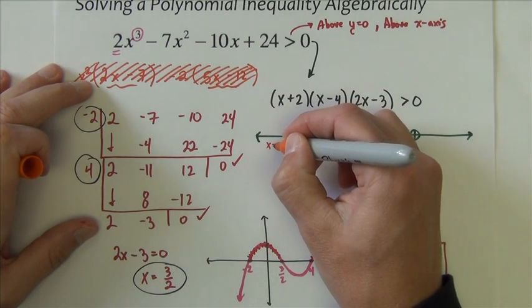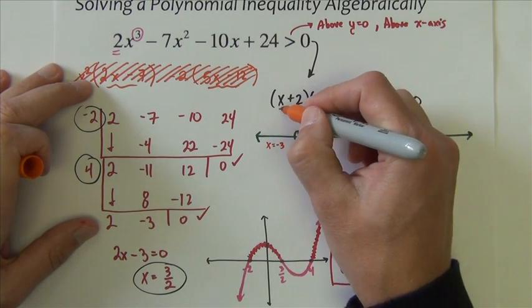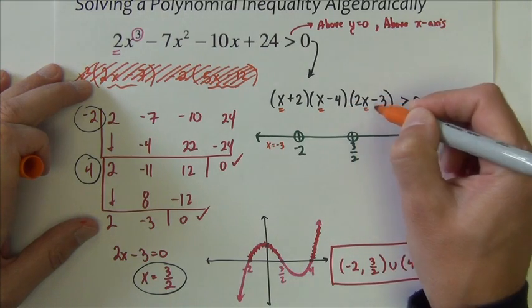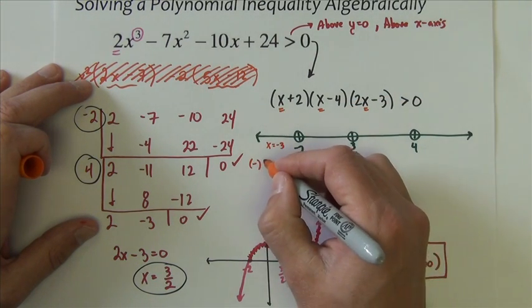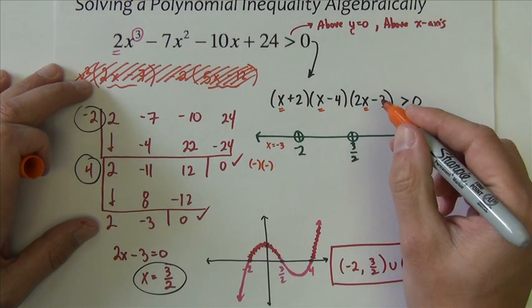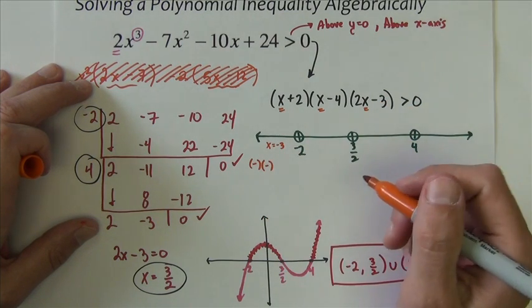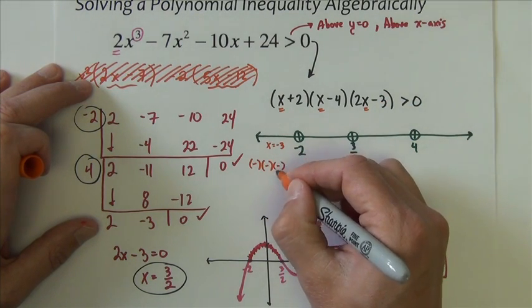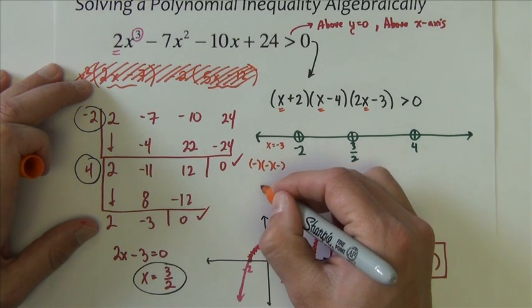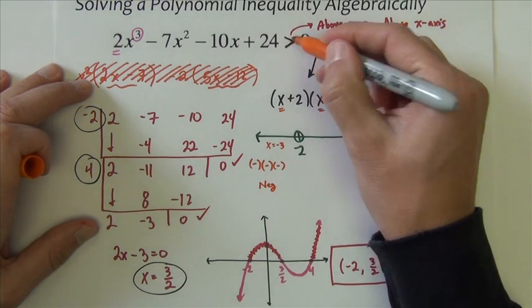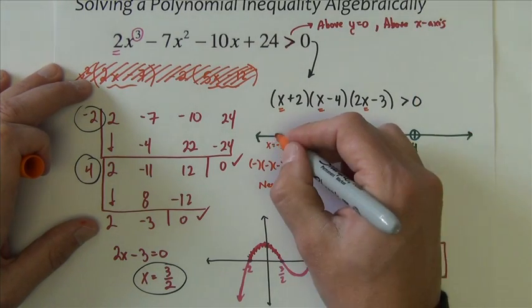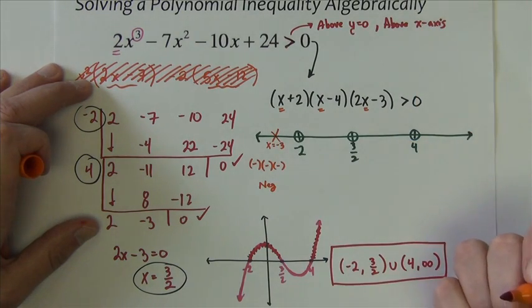If I pick -3 and I plug it in for all of these x's, what happens is the first parenthesis is negative, the second parenthesis is negative, and the last parenthesis is negative. Three negatives multiply to be negative, and negative numbers are not greater than 0, so that doesn't work.